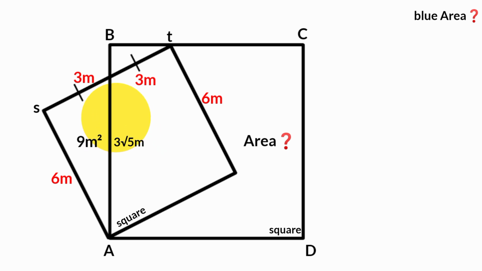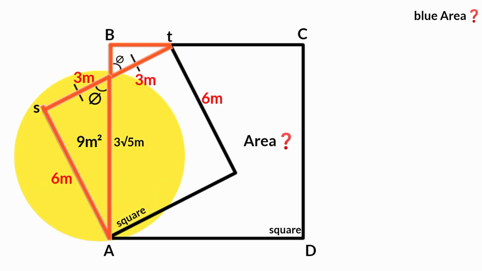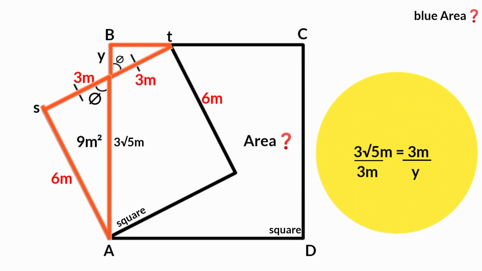Now if you look, this angle and this angle are vertically opposite angles. So if we let this be theta, this must also be theta. Now if you notice, this triangle and this triangle both have a right angle and an angle theta. That is, they are similar. So if we take the ratio of their sides, assuming this side is y, this 3 root 5 meters over this 3 meters must be equal to this 3 meters over this y. So 3 root 5 meters over 3 meters equals 3 meters over y.